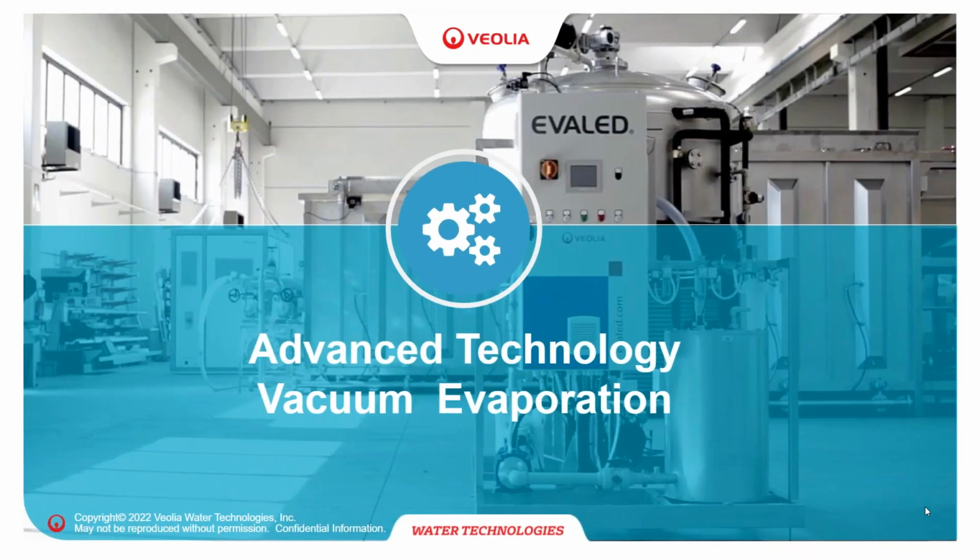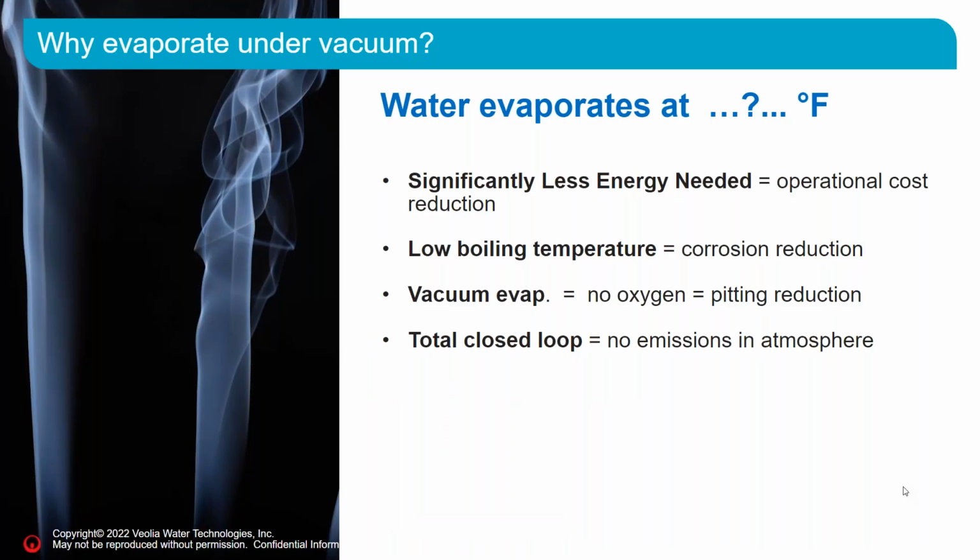Okay, so what do we mean by advanced technology vacuum evaporation? Normally, under a vacuum, water can evaporate at a much lower temperature. Typically there are two different styles: one where we're dealing with something just slightly above room temperature, 80 to 90 degrees F, and another application where we evaporate at a much higher temperature, 170 to 190.